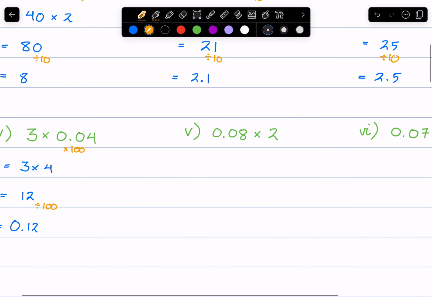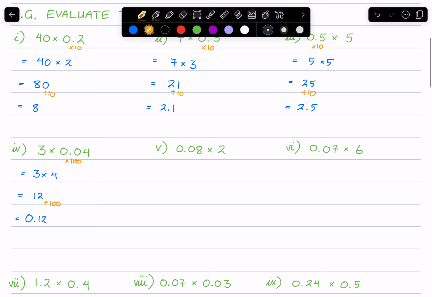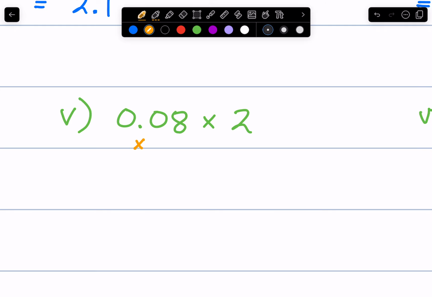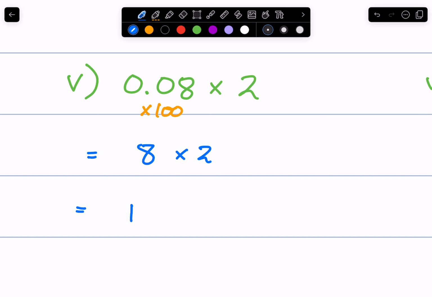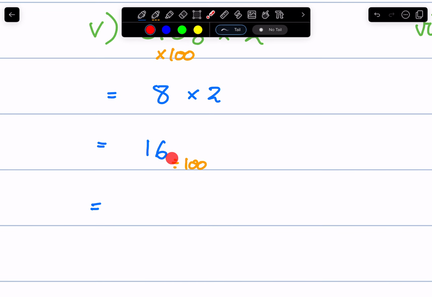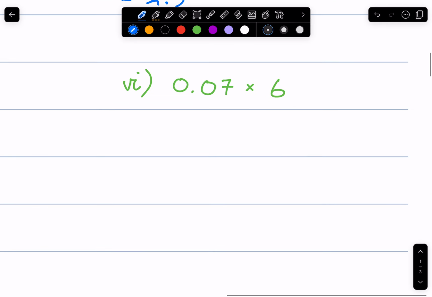Now, as you can see, it's rather straightforward from this point. You can pause and really try these questions yourselves, because I'm going to start moving a lot faster now. So here we go. For this one, we need to move the decimal place 2 spaces to the right. So this question becomes 8 times 2. So this becomes 16. And since we multiplied by 100, we need to reverse this and divide by 100. This moves the decimal place back 2 spaces. This gives us 0.16.